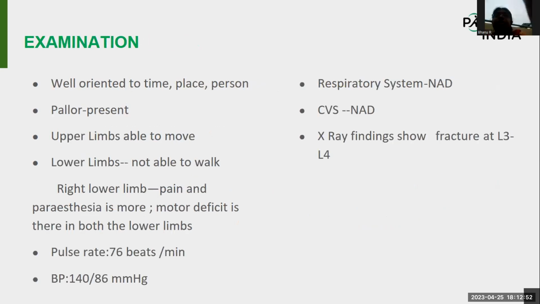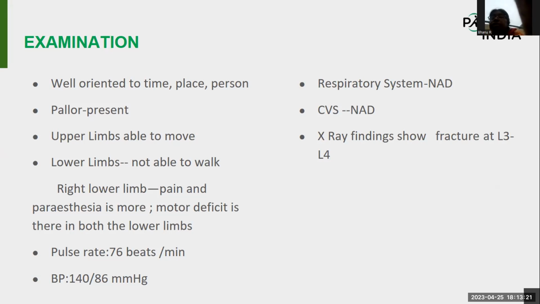On examination, she is well oriented to time, place, and person. She is moderately built. Pallor is present, but no icterus, cyanosis, clubbing, or lymphadenopathy. She is able to move her upper limbs, but she is not able to walk. Right lower limb pain and paresthesia are more compared to the left lower limb, and motor deficit is there in both lower limbs. Pulse rate is 76 beats per minute, and blood pressure is 140 by 86 mmHg.